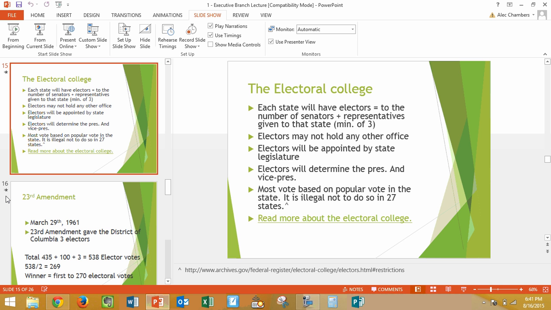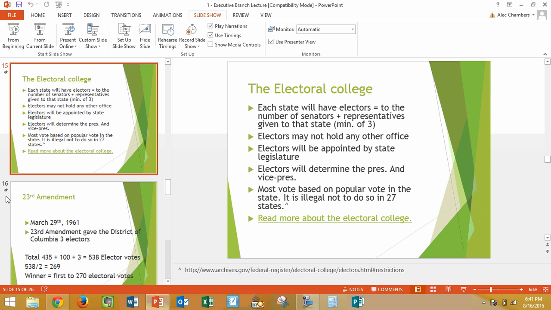The most recent exception was 2000 when George W. Bush won the Electoral College and Al Gore won the popular vote. But because George Bush won the Electoral College, he became president of the United States with fewer total votes than Al Gore had. That was a very, very close election. Most elections don't end up being that close.